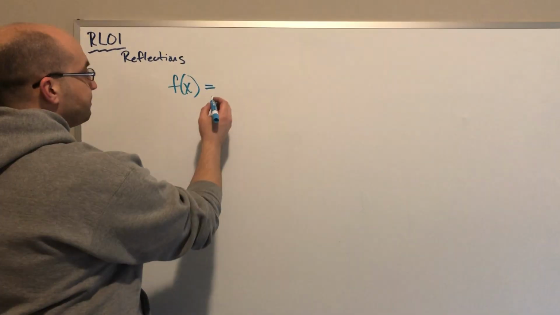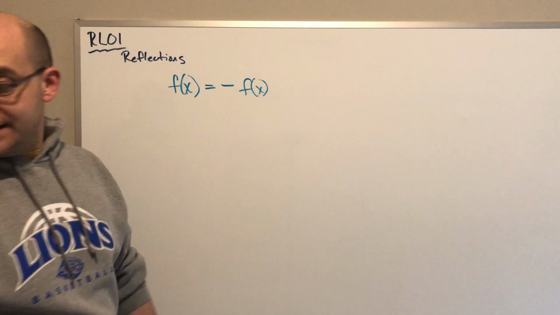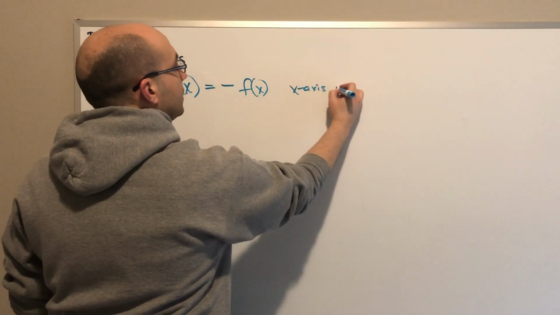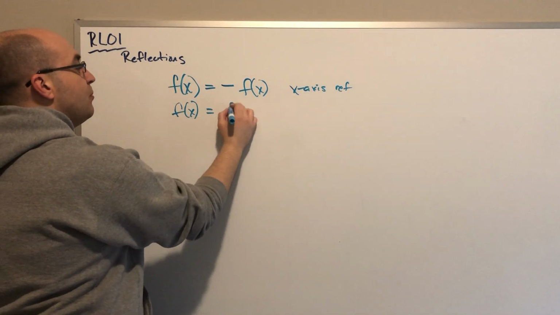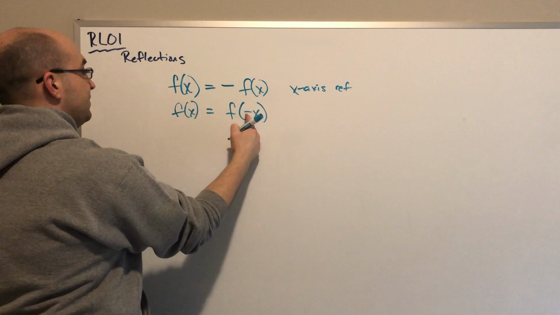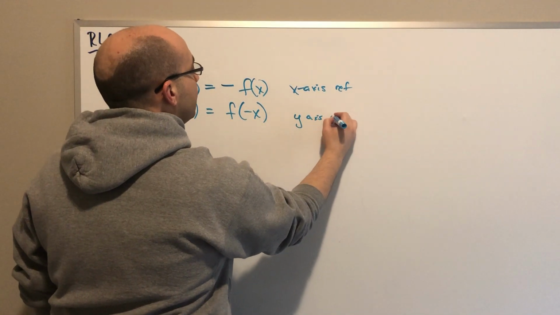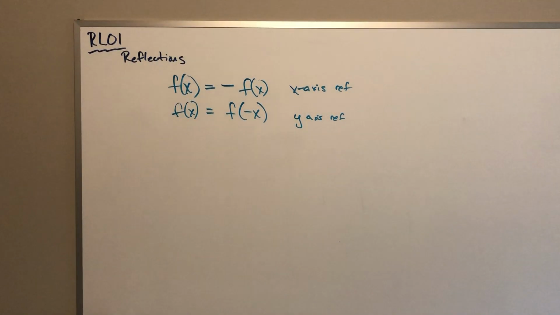Okay. When I put a negative in front of the function, like the very first thing I see is a negative sign, that means it's going to be an x-axis reflection. Okay? When I take a function, again, doesn't matter what kind, and I put the negative sign on the x value, or the x variable, that is a y-axis reflection. Okay? So let's just do a couple of quick examples while I see what Titan is doing.